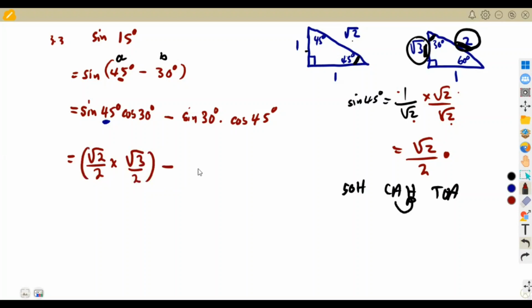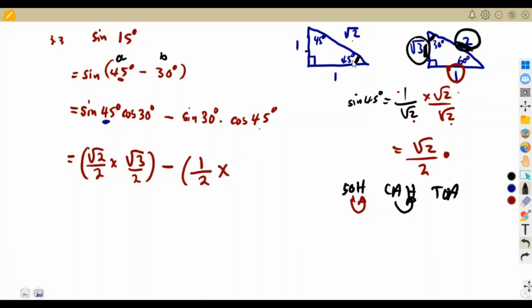All right, whatever that you have here, minus the sine of 30. For the sine, opposite over hypotenuse, so for 30, the opposite is 1. So it's going to be 1 over the hypotenuse, which is 2. So that's 1 over 2 in this case. As you can see, opposite over hypotenuse. So it's going to be 1 over 2 times the cos of 45.